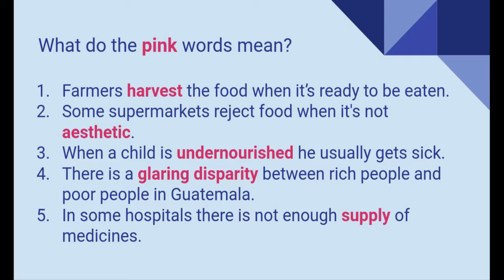Four, there is a glaring disparity between rich people and poor people in Guatemala. So a glaring disparity, it's an obvious and easily seen difference, okay? And the last one, in some hospitals, there is not enough supply of medicine. So in here, what supply means is the stock or the reserve of medicines that the hospitals have in this case. Okay, guys? Now let's continue.